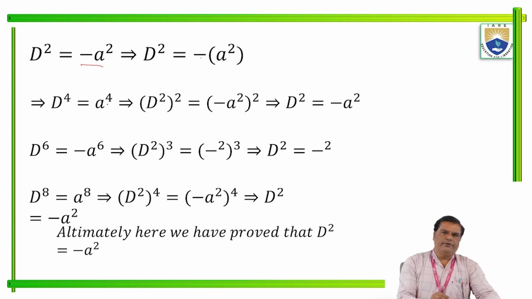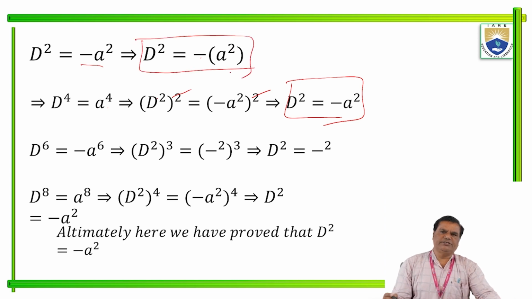Next, D4 equals a4, the second derivative squared. So D squared whole squared equals minus a square whole squared. The square is cancelled here, and we get D squared equal to minus a square. Now for the third derivative, D to the power 6 equals minus a to the power 6, that is, D squared whole cubed equals minus a square whole cubed. The cube is cancelled here, and we get D squared equal to minus a square.